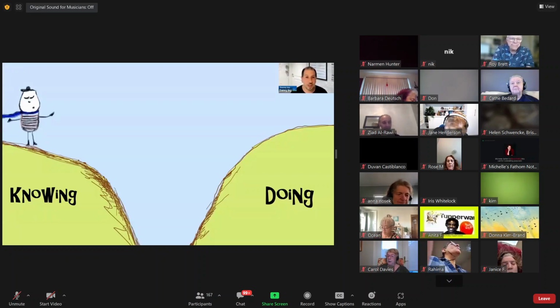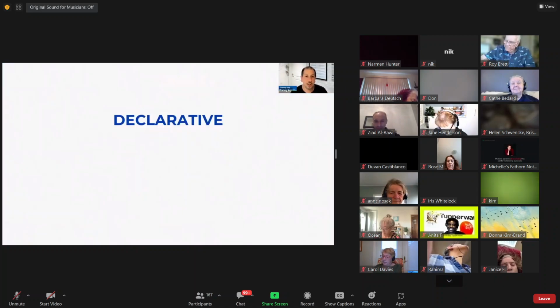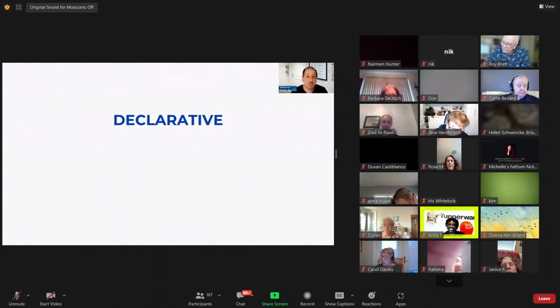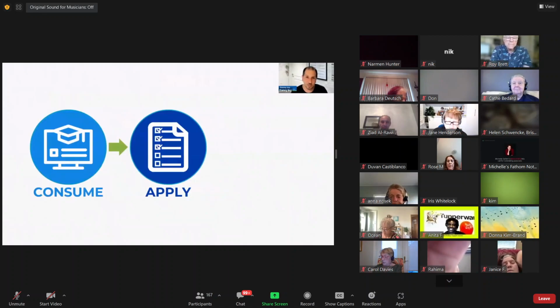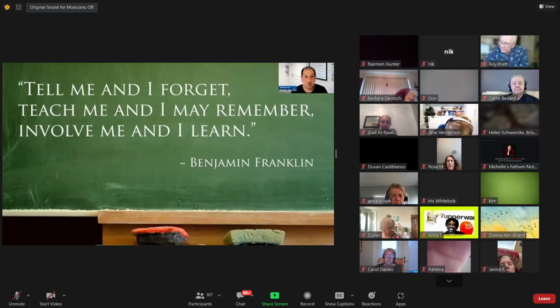And that is because there are actually two very different kinds of knowledge. There is declarative knowledge, which is knowing about something, being able to explain or recite something. And then there is procedural knowledge, knowing how to actually do something. And to convert declarative knowledge into procedural knowledge, we need to go to step two in our framework, which is application. And this basically builds on the not at all new idea that, as Benjamin Franklin put it, tell me and I forget, teach me and I may remember, involve me and I learn.